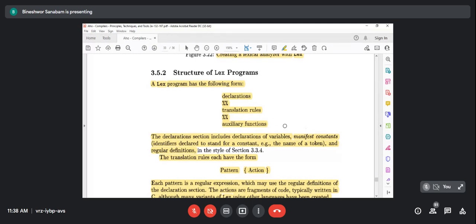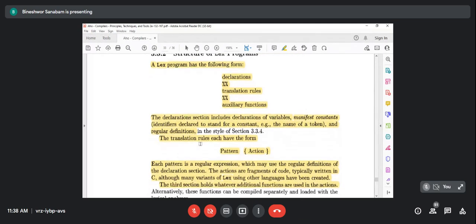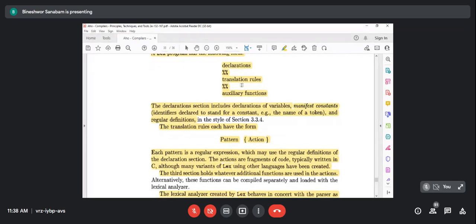Once we have the declaration section, next is translation rules. In this section we are going to include all those patterns and what has to be done when we find that pattern. This second section, the translation rules, has the form pattern then action. Here we write our pattern, and here we write our action.